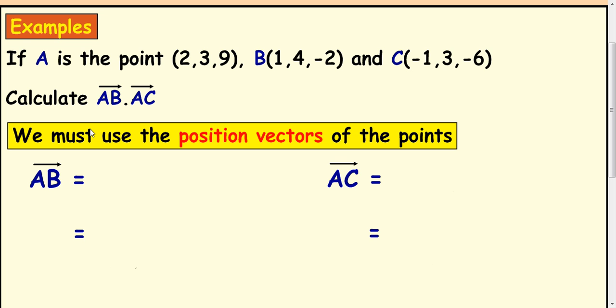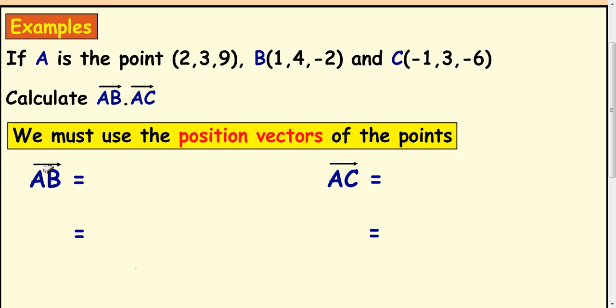Okay, let's look at this last example. If A is the point (2, 3, 9), B is (1, 4, -2), and C is (-1, 3, -6), calculate AB dot AC. Now we've been given 3 coordinates. We need to work out the vectors AB and AC first before we multiply them.